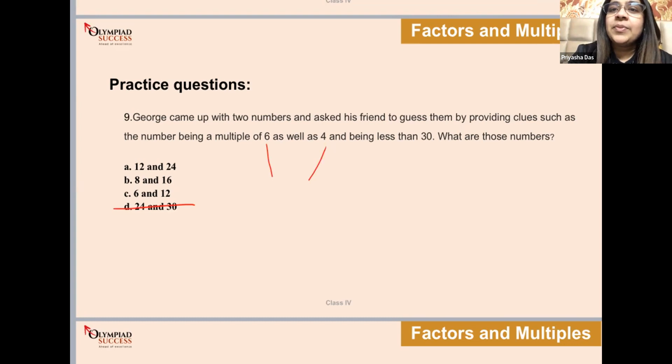Can anyone tell me? What is the problem with option C? Quick. Which number is not divisible by what? 6 is not divisible by 4. Very good. So this is also gone. 8 and 16 is gone because, of course, 4 is dividing 16, but 6 is not dividing 16. Same for 8. And so we are left with one answer.